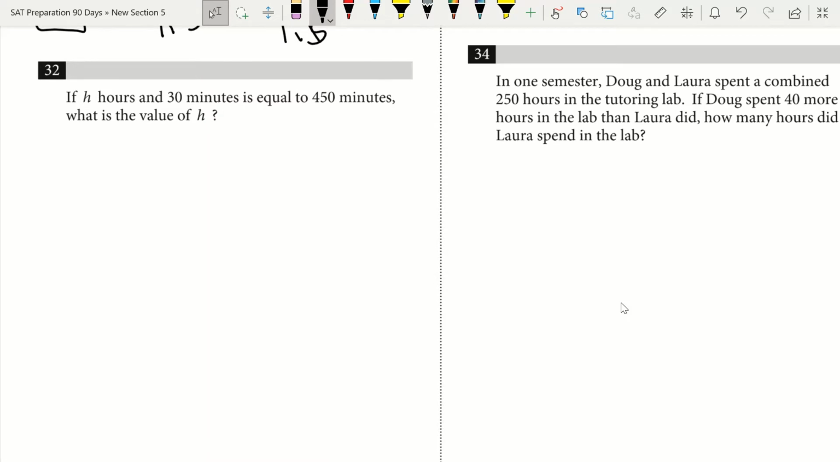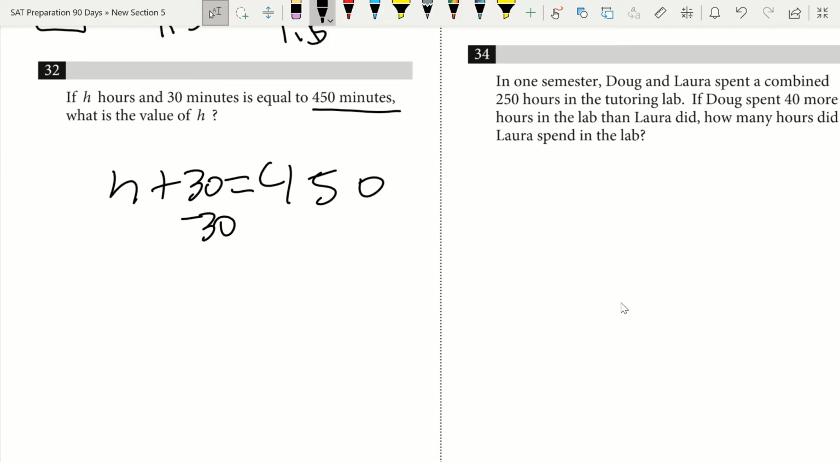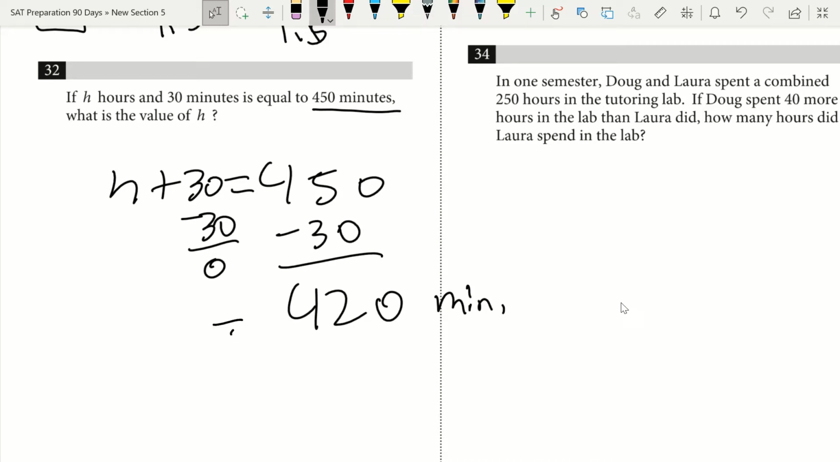All right, now we've got 32. If h hours and 30 minutes is equal to 450 minutes, what is the value of h? Okay, so we've got h hours plus 30 minutes equals 450 minutes. Subtract 30 minutes from each side. Okay, now we're left with 420 minutes. Okay, 420 minutes. That's equal to how many hours?